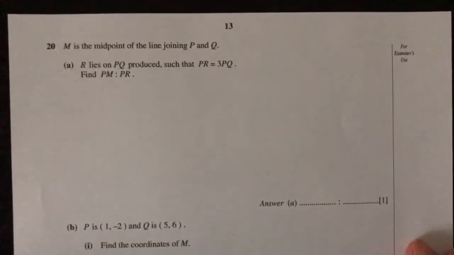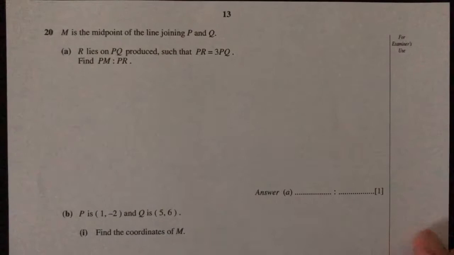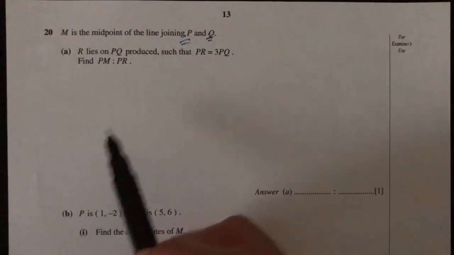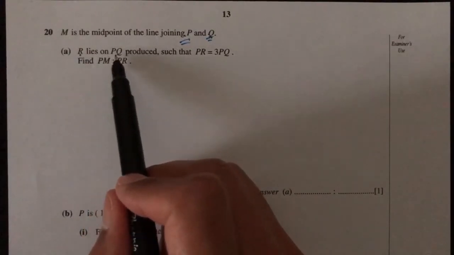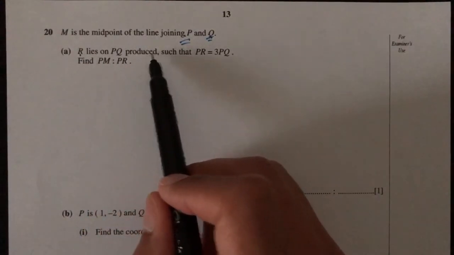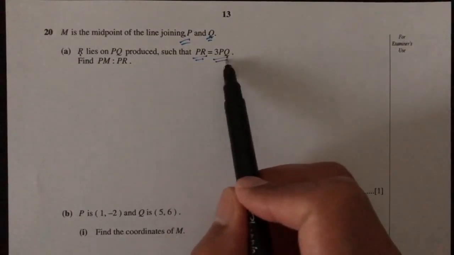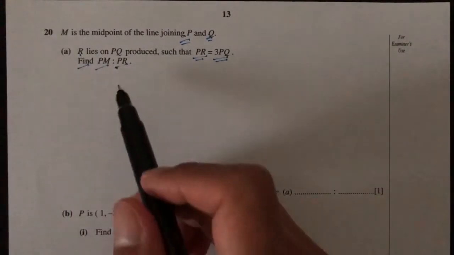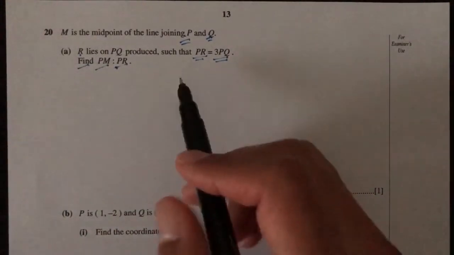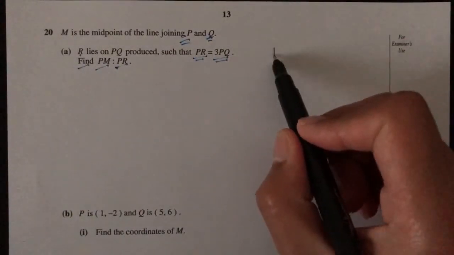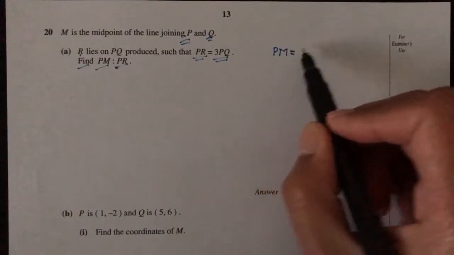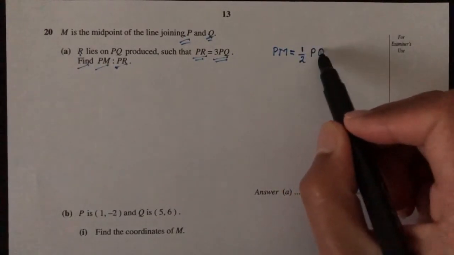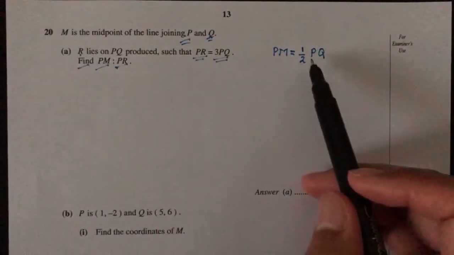Moving on to question number 20. So it says M is a midpoint of the line joining P and Q. So we have M is a midpoint of these 2 points. So R lies on PQ, produced such that PR is 3 times PQ. Find the ratio of PM and PR. So what do we know? From this we know that PM is half PQ. Why? Because it is the midpoint of PQ.